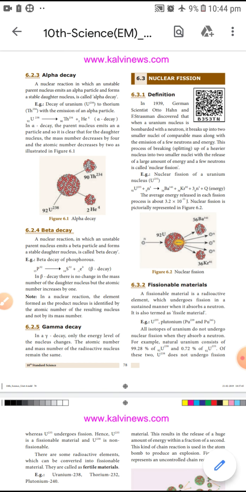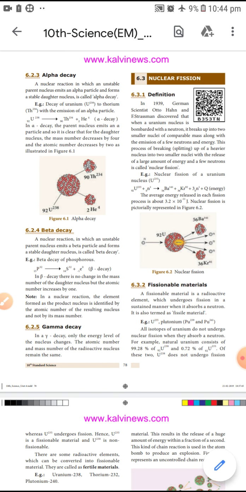Next, let us learn nuclear fission. In 1939, German scientists Otto Hahn and F. Strassmann discovered that when a uranium nucleus is bombarded with a neutron, it breaks up into two smaller nuclei of comparable mass, along with the emission of a few neutrons and energy.